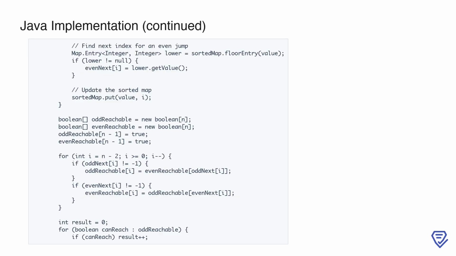Next, we define two Boolean arrays, odd-reachable and even-reachable, to track whether the end of the array is reachable starting from each index, using odd or even jumps respectively. We initialize the last index of both arrays to true since the end is trivially reachable from itself. Then, working backward through the array, we use the odd next and even next values to update the reachability arrays. Specifically, an index is marked as reachable via an odd jump if the corresponding even reachable index it points to is true, and vice versa for even jumps. This step ensures that we propagate the reachability information backward through the array.